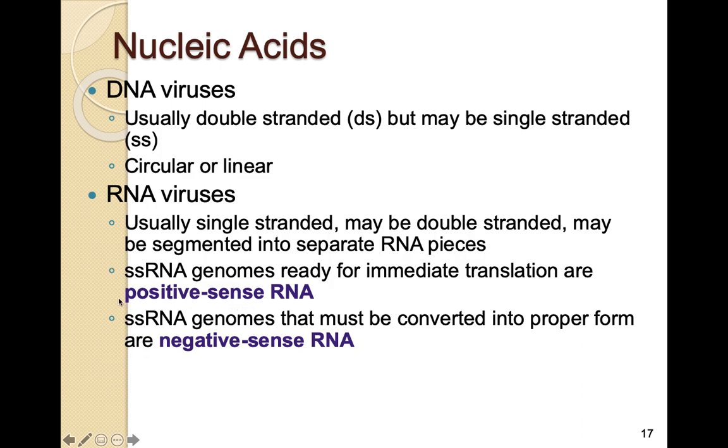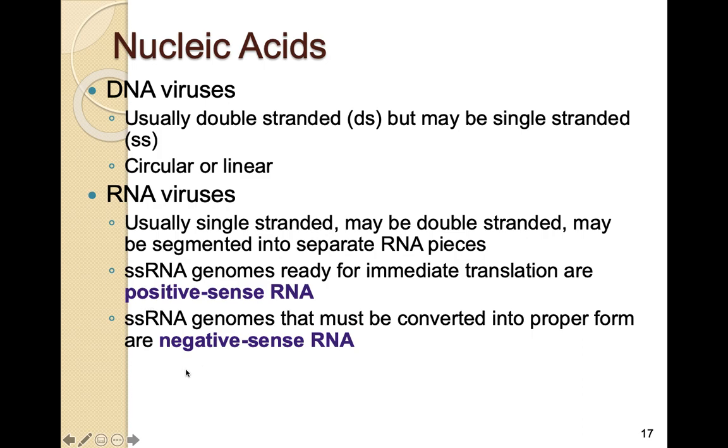It's very easy for a virus that has positive sense RNA to hijack your cells. There's nothing extra that needs to be done. This type of RNA can go right into your cell's machinery, and the cells can instantly start to read it. It's read left to right.